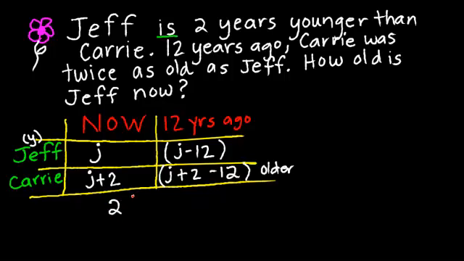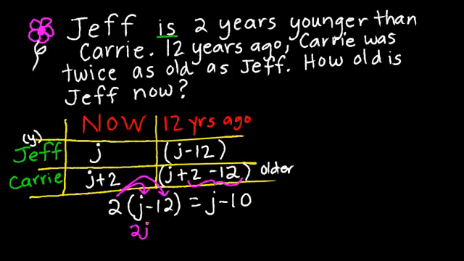2 times J minus 12, that way I'm going to double Jeff's age, is going to be equal to Carrie's age 12 years ago. I can simplify Carrie's age by combining my 2 and my negative 12, and I'm going to make that J minus 10. Alright, so using the distributive property here, I'll use a different color. I've got 2 times J and 2 times negative 12. So that's going to give me 2J minus 24 is equal to J minus 10.